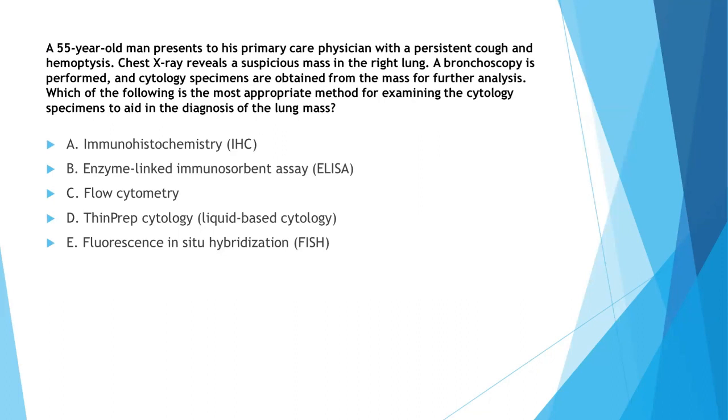So which of the following is the most important method for examining the cytology specimens to aid in the diagnosis of the lung mass? A 55-year-old man presents to his primary care physician with a persistent cough and hemoptysis. Chest X-ray reveals a suspicious mass in the right lung. Bronchoscopy is performed and cytological specimens are obtained from the mass for further analysis. Which of the following is the most appropriate method for examining the cytology specimens to aid in the diagnosis of the lung mass? Immunohistochemistry, ELISA, flow cytometry, thin prep cytology, fluorescence in situ hybridization.